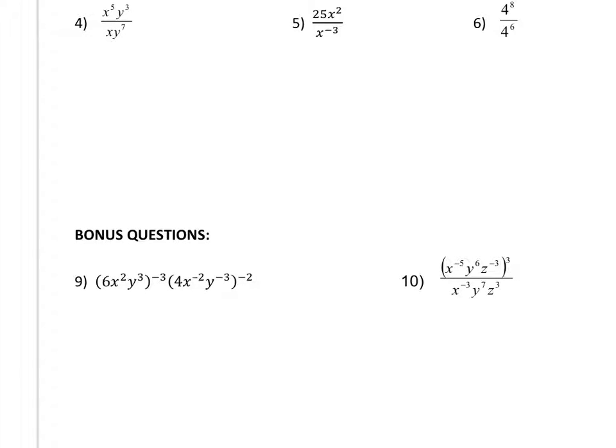Now in number 4, you're dividing again, keeping in mind that this x down here is really x to the 1st power. So we keep the base the same, and 5 minus 1 gives you 4. For the y's, we keep the base the same, and 3 minus 7 gives you negative 4. Following the direction of writing all answers with positive exponents, the x to the 4 has a positive exponent. It could stay right where it is. In order to make y to the negative fourth, y to the positive fourth, it must come down below.